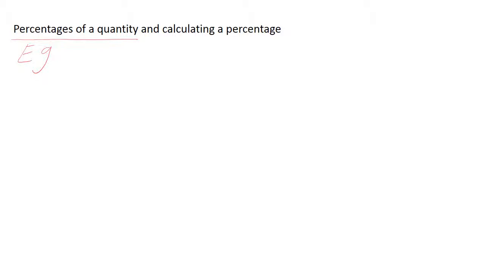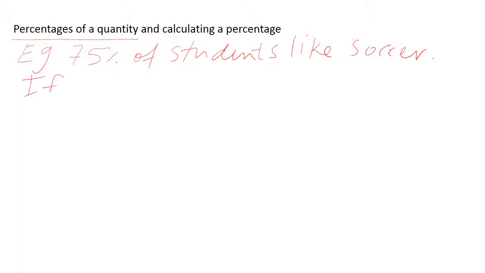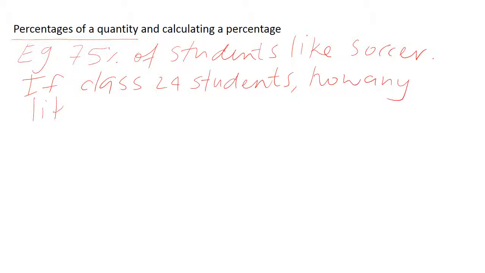So from the example in class, we had 75% of students liking soccer. So if the class is 24 students, how many like soccer? So in this question, we've got a percentage, 75%, of a quantity, so 24 students. So we want to find how many like soccer.